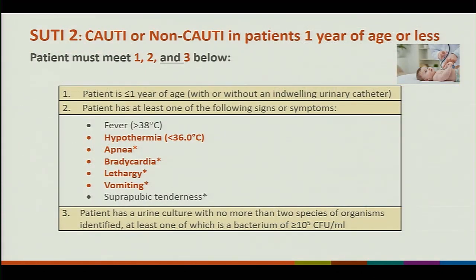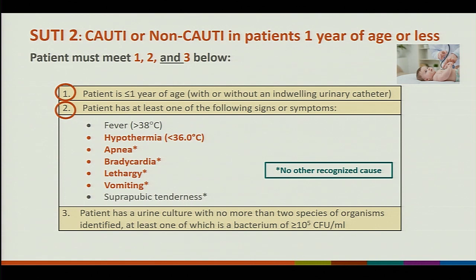Now we're going to look at SUTI 2, which is a CAUTI or a non-CAUTI in a patient that's 1 year of age or less, and the patient must meet 1, 2, and 3. The patient is less than 1 year of age with or without an indwelling urinary catheter. The patient has at least one of the following signs or symptoms. Fever, and then hypothermia, apnea, bradycardia, lethargy, and vomiting are all significant signs for our baby here that's 1 year or less. So that's why I've had them a different color here.